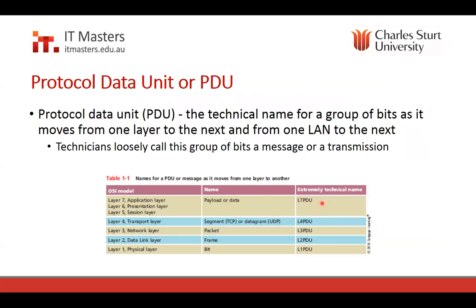Its extremely technical name is layer 7 PDU. The transport layer is either called a segment if it's TCP, or a datagram if it's transmitted using UDP. Again, layer 4 PDU. Layer 3, the network layer, is called a packet. At layer 2, data link, it's called a frame, and at the physical layer, it's called a bit. So they're just different categories. If you said to someone, I'm talking about a frame, they would know you were talking about layer 2 information. If you said you were talking about packets, they'd know it was layer 3, segments or datagrams at layer 4, and if you're just talking about payload or data, you'd be talking about everything, the whole lot. So it's just a bit of a sub-language within the language.